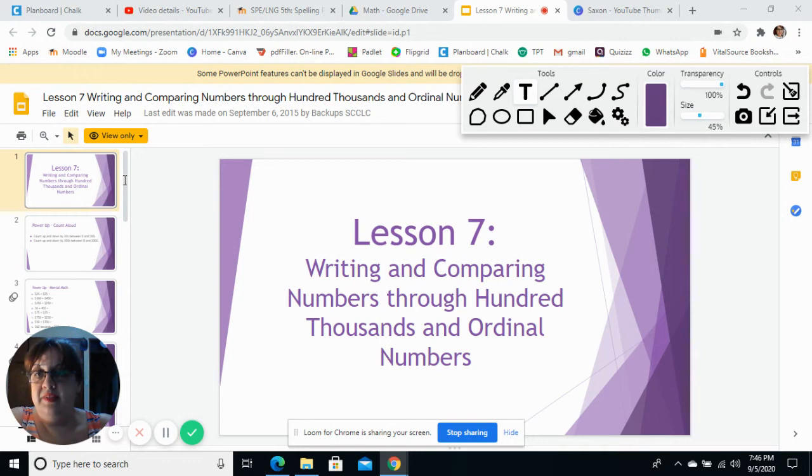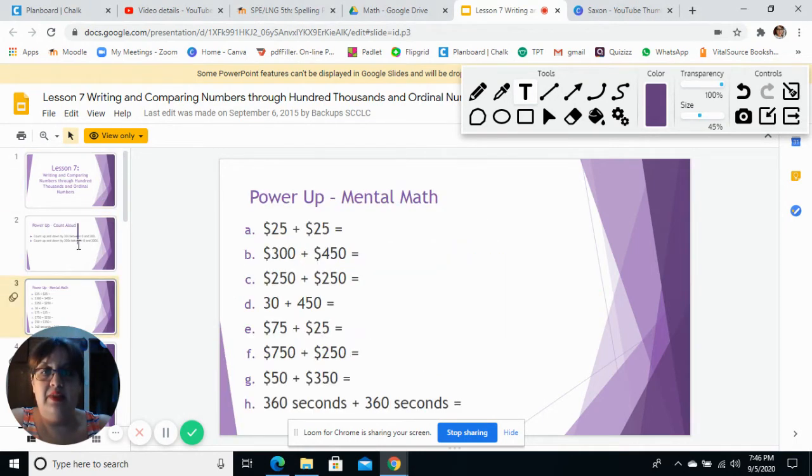Today we're going to skip down a little bit just so that we have enough time to get through everything. So we're going to do this Power Up Mental Math. Go ahead and write Power Up Mental Math in your math notebook. Label your paper down the side, A through H, and jot down these equations and your answers. The goal is to be able to do it as quickly as you can, but also you want to do it correctly. All right, so go ahead and do that. When you're ready, push play.